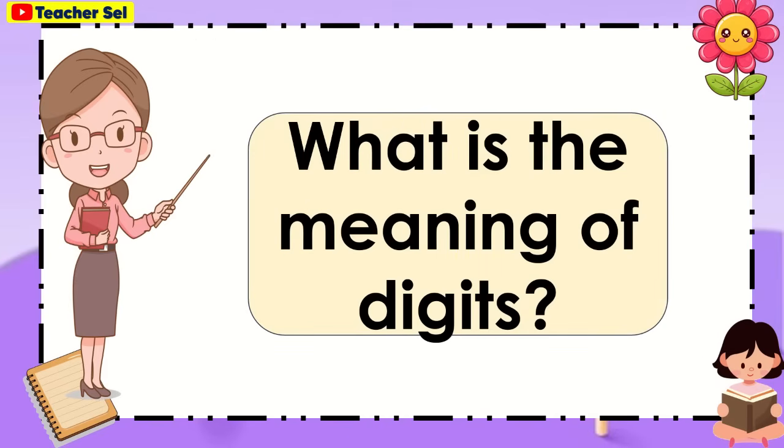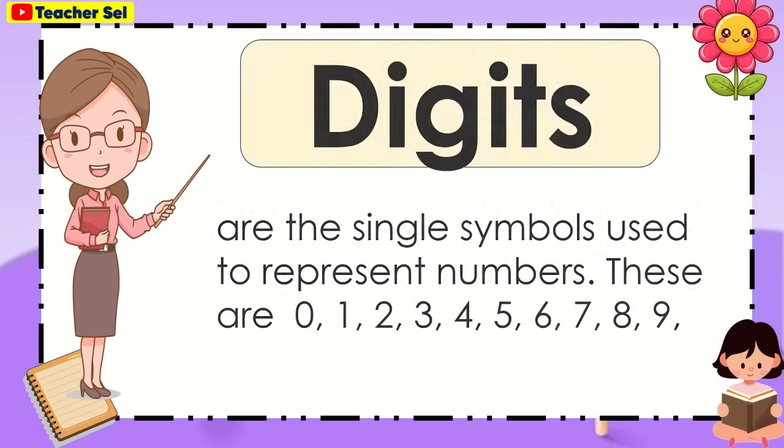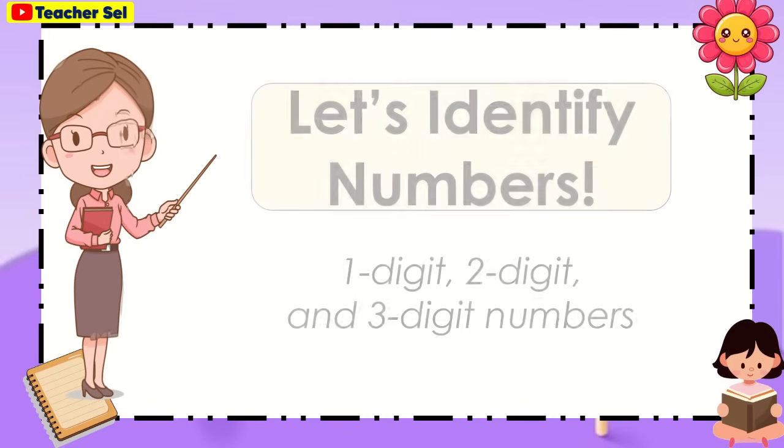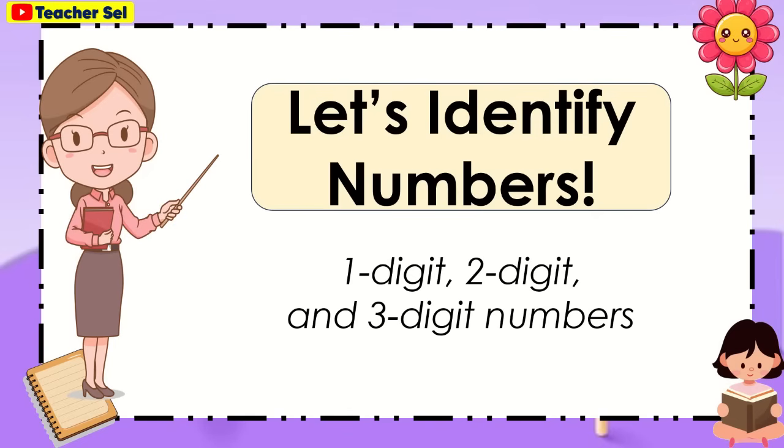What is the meaning of digits? Digits are the single symbols used to represent numbers. These are 0, 1, 2, 3, 4, 5, 6, 7, 8, 9, and so forth. Let's identify numbers: 1-digit, 2-digit, and 3-digit numbers.